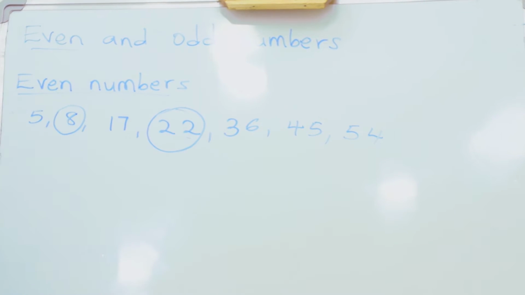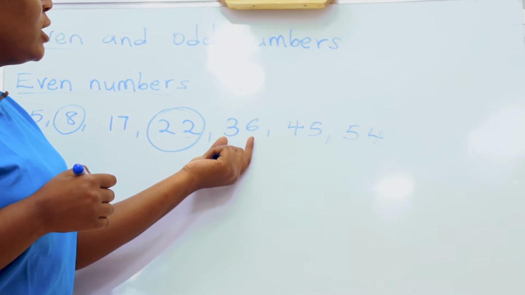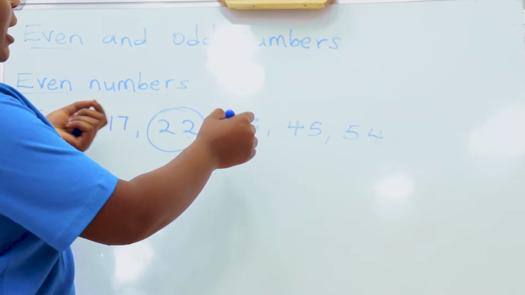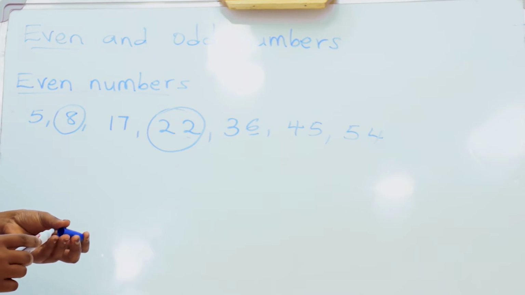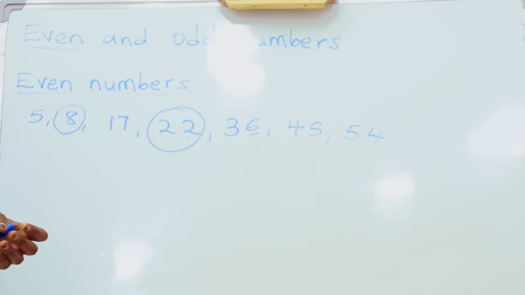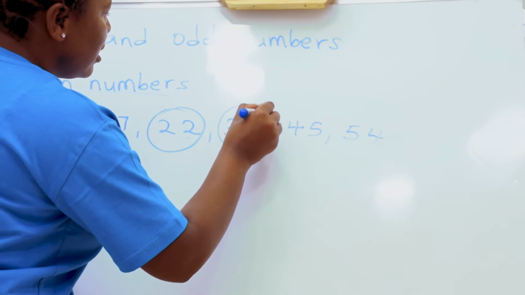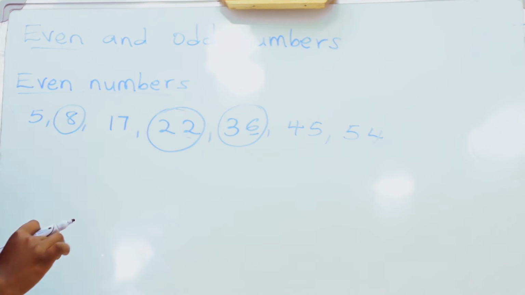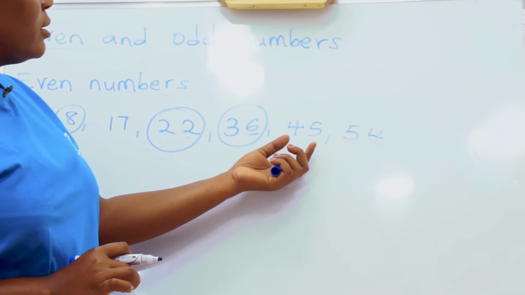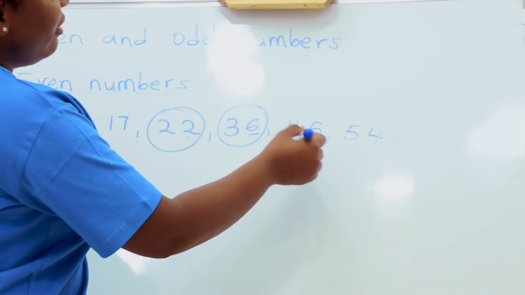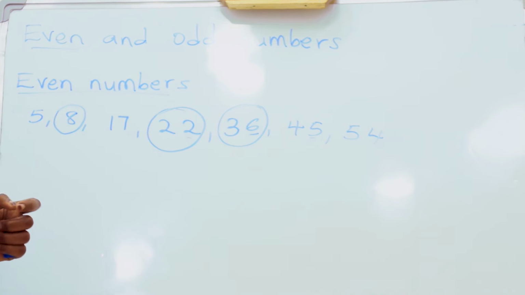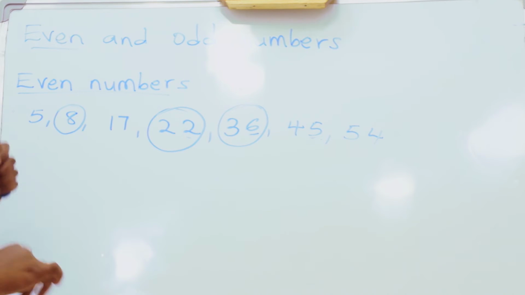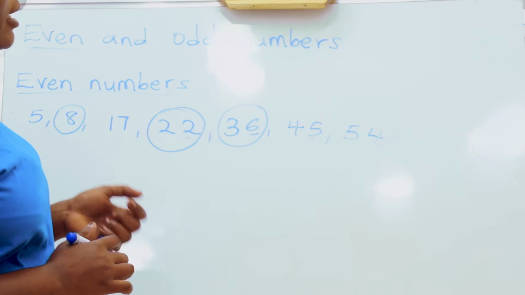We circle it. We move to the next number, which is 36. 36, the last number is 6. Is 6 among the even numbers that we mentioned? Yes, 6 was among the even numbers. So we circle 36. 36 is an even number. Our next number is 45. 45, 5 is the last number. Was 5 among the even numbers that we said? No. So 45 is not an even number.